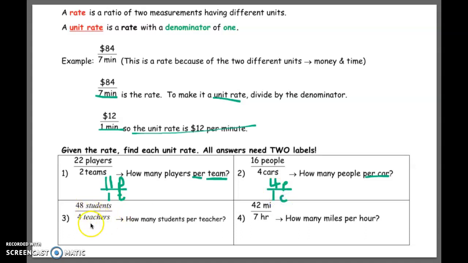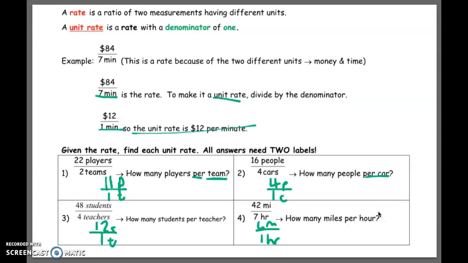This one's 48 students and 4 teachers. So that would be 12 students per teacher, per 1 teacher. And then 42 miles in 7 hours. That would be 6 miles per 1 hour. So this is your basic practice with unit rates.